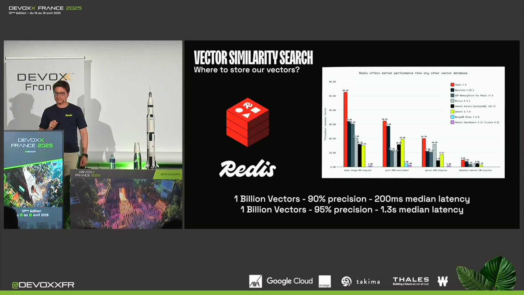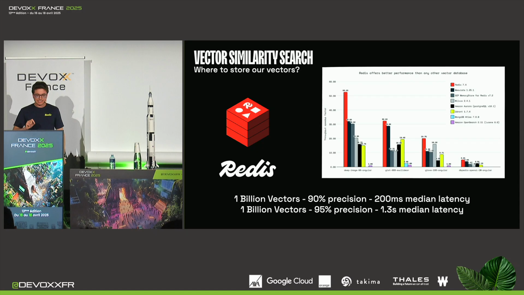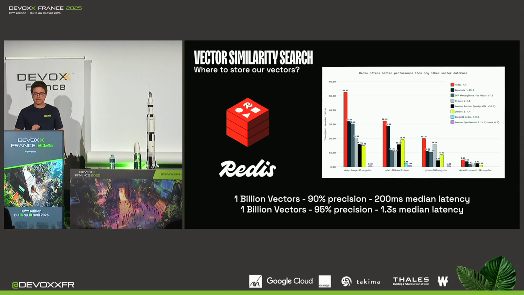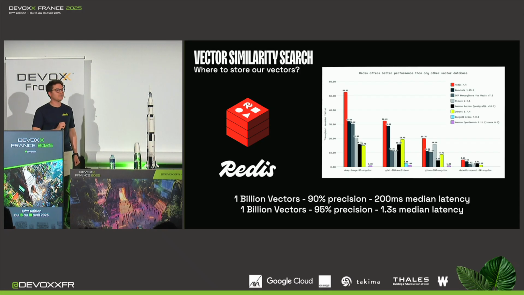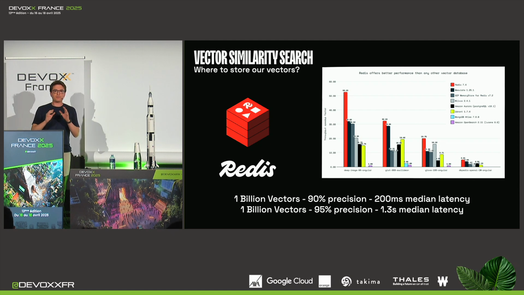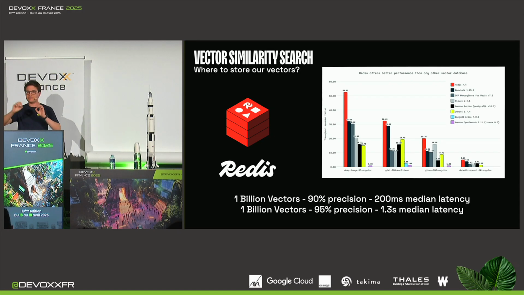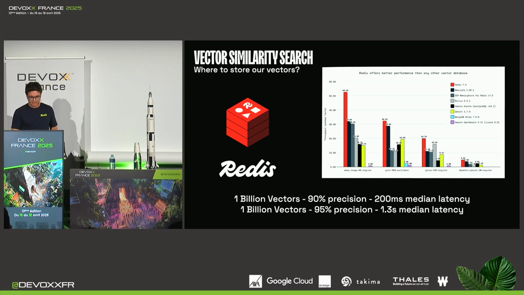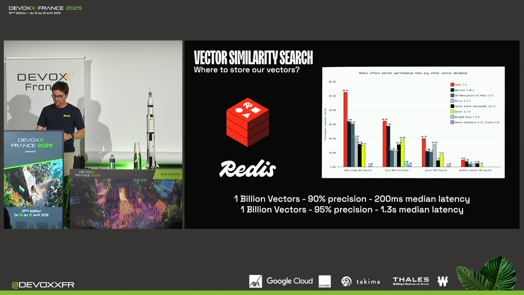without penalizing latency. As you can see, we can still keep 90% precision with a median latency of 200 milliseconds, or 1.3 second median latency for 95% precision for 1 billion vectors. Right? And you guys know that 1 billion is a crazy number, right? You've seen those videos where 1 billion is compared to a million. 1 billion takes many trips around the Earth and all these things. It's a lot of vectors, all right? You can scale very well.